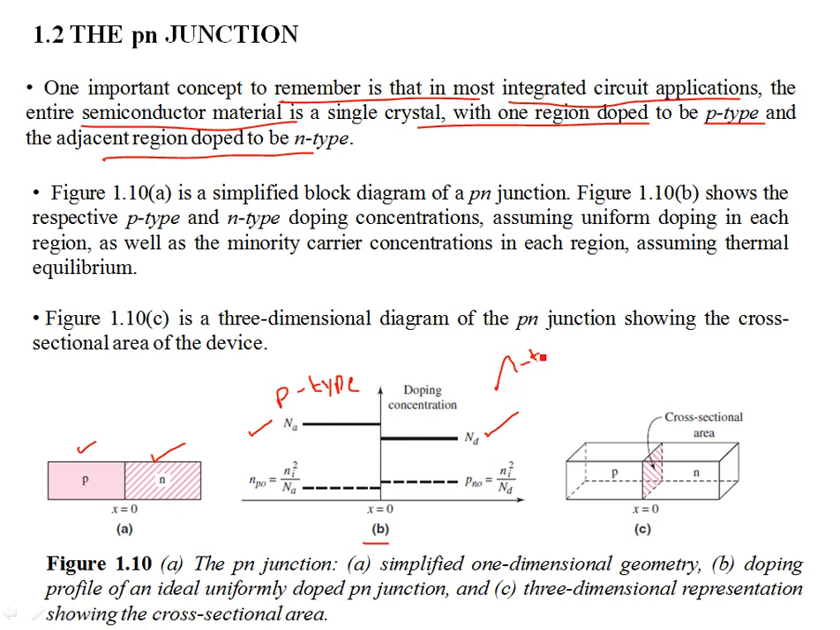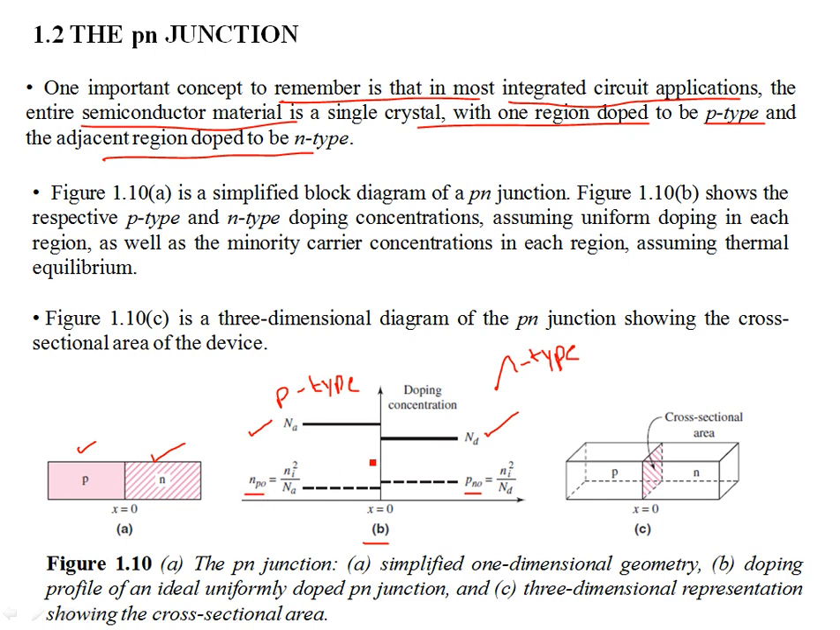And assuming thermal equilibrium conditions in both the regions, we can evaluate the minority carriers from the total concentration in a semiconductor, ni square, right? We can evaluate what is the minority concentration. For example, in N-type, the minority carriers are holes. Similarly, for P-type, the minority carriers are the electrons.